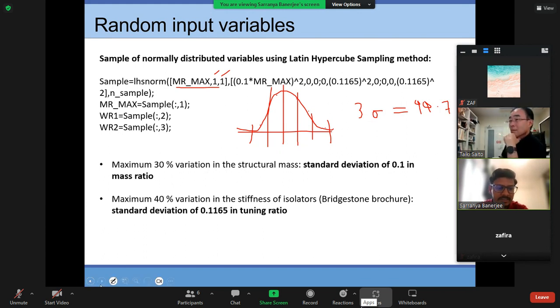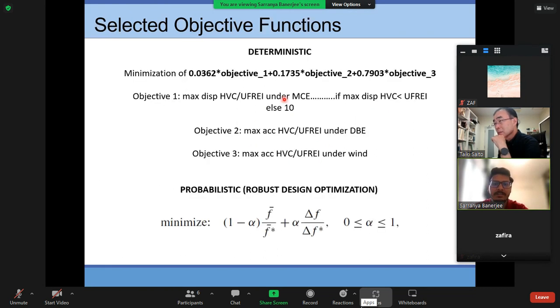So with this distribution, I have considered these variations in the structural mass, the maximum mass ratio, and 40% variation in the stiffness from the Bridgestone brochure. So a standard deviation I have received. This will give me a sample of different combinations of mass ratio and tuning ratios for my probabilistic study.